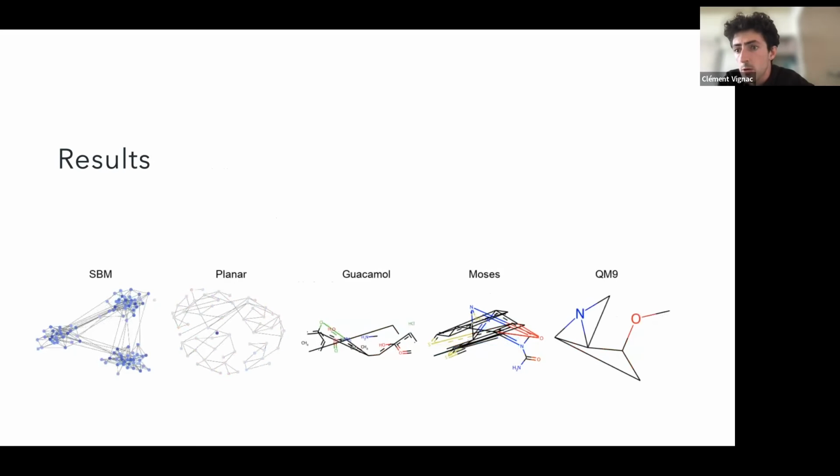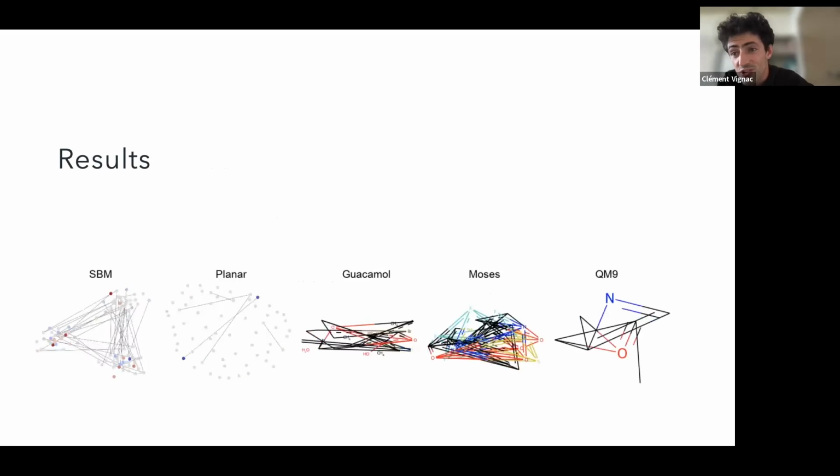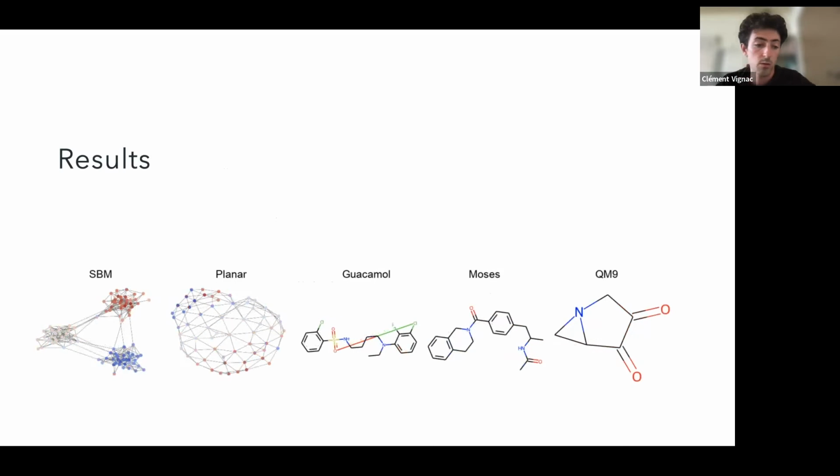So in the past, I worked with VAEs like 2 years ago, and I could only manage successfully graphs up to like 9 atoms. So I'm really happy with these results.